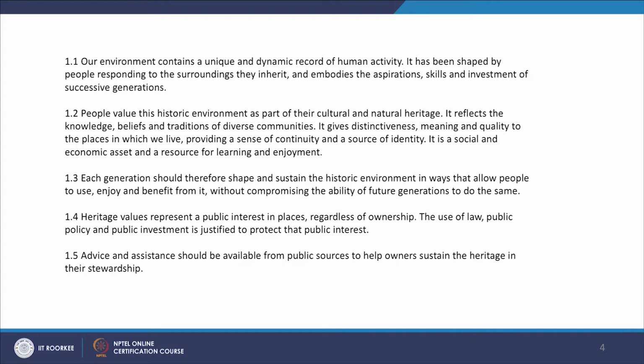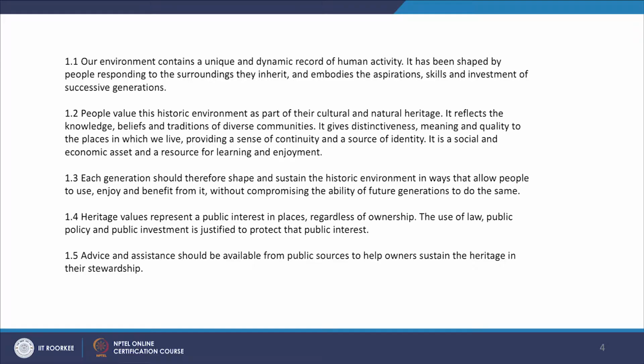Heritage values, because when we talk about conservation, the principles of conservation, values is one of the most important things we have to keep in mind. It could be an aesthetic value, it could be the way people have lived, the economic value, and it could be a cultural value. So the value represents a public interest in places regardless of ownership. And the use of law, public policy and public investment is justified to protect that public interest.